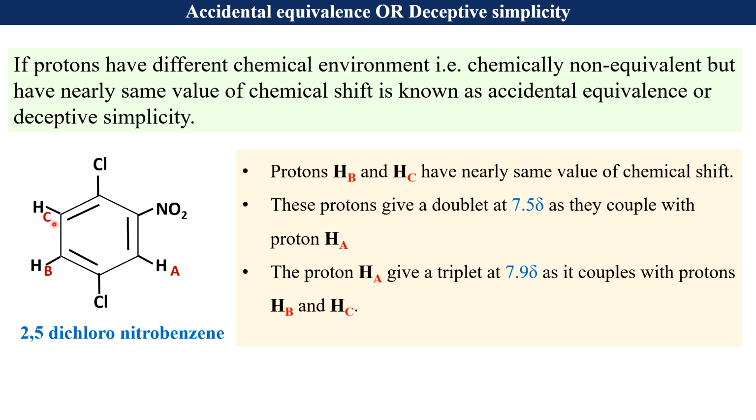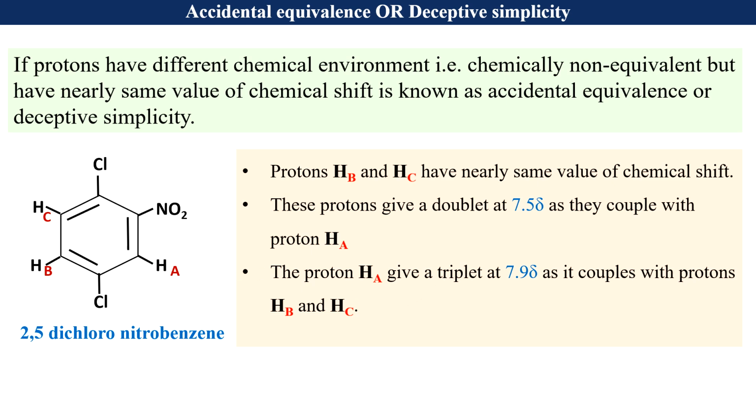They behave like equivalent protons and they couple with proton Ha and give a doublet in the spectrum. The doublet is obtained at 7.5 delta ppm. That is, both protons behave like an equivalent proton and give a doublet by coupling with the Ha proton. While the Ha proton couples with protons Hb and Hc and gives a triplet in the spectrum at 7.9 delta.